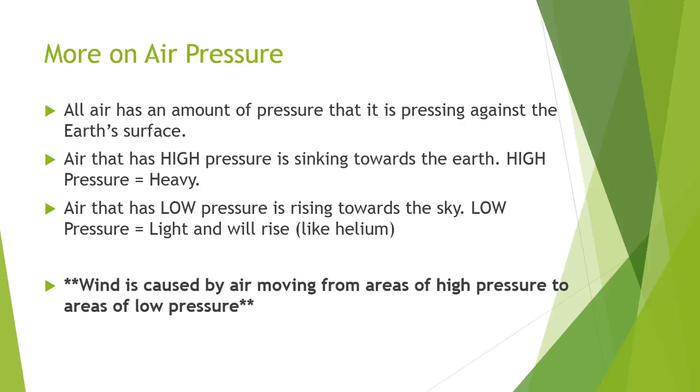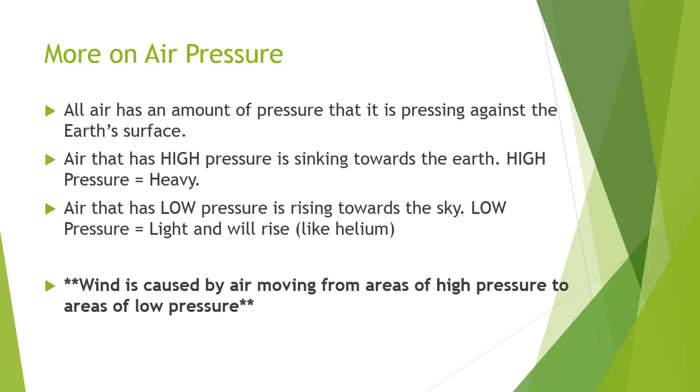Now this is an important slide to understand. So all air has an amount of pressure that it is pressing against the Earth's surface, as I've already mentioned. We've got 2 different types of air pressure. We've got high air pressure and low air pressure. Air that has higher air pressure is sinking towards the Earth. So we say that high air pressure is heavy. That's a good way to remember it. High air pressure, the heavier it is, the closer it is going to be to the Earth's surface.